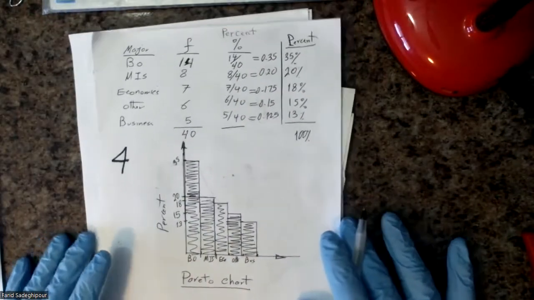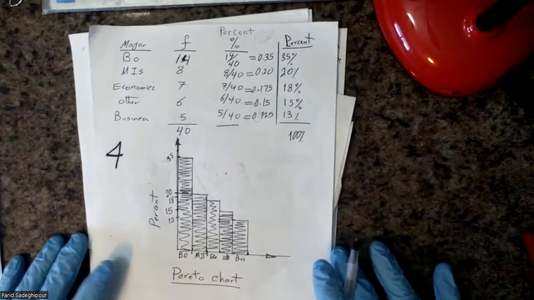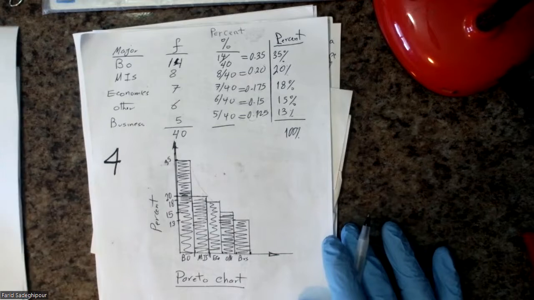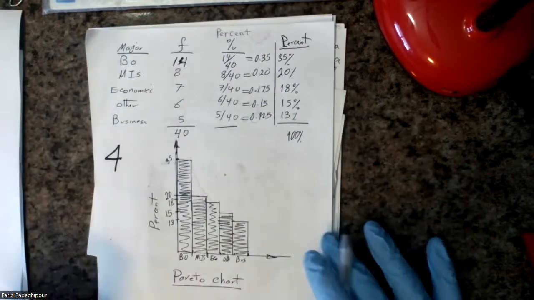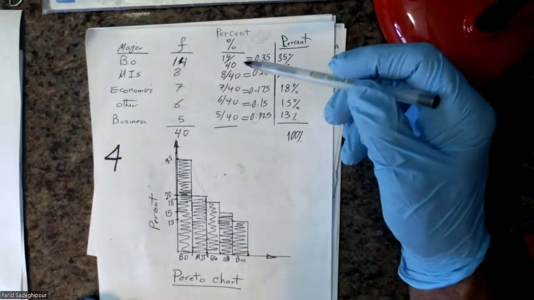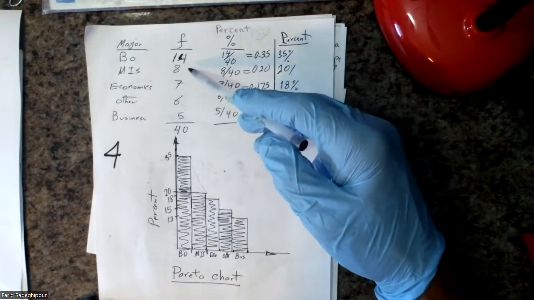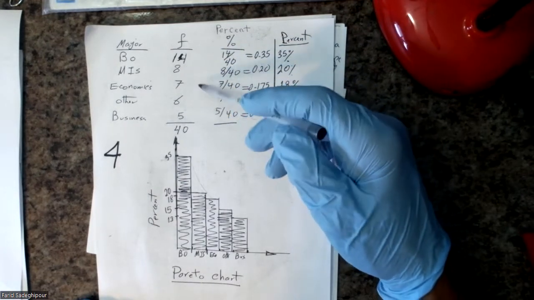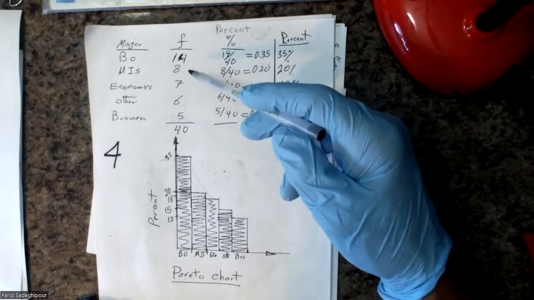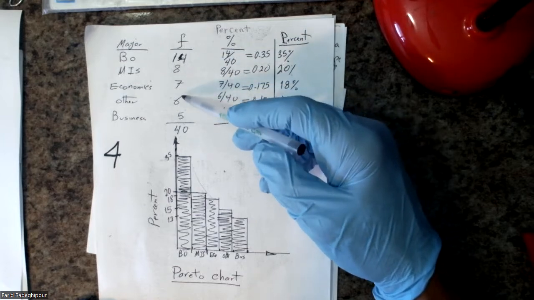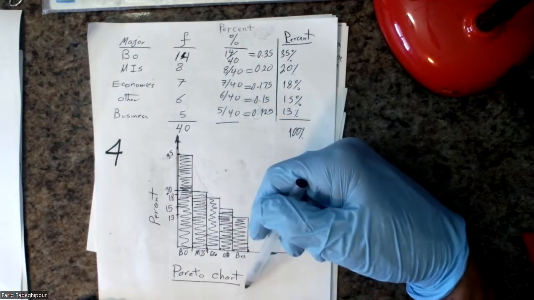Another method, they call it Pareto chart. We worked on this example before that there were 40 students and we randomly select 40 students. We ask them what their majors. Now, if you want to draw the bar graph or histogram, if you go from the highest to the lowest, they call it Pareto chart.